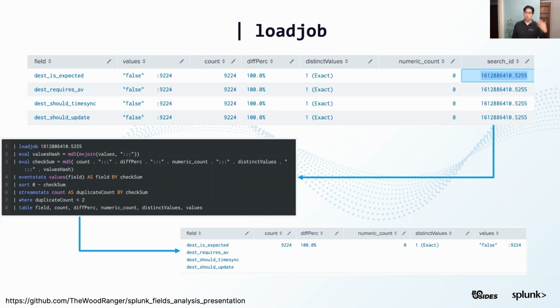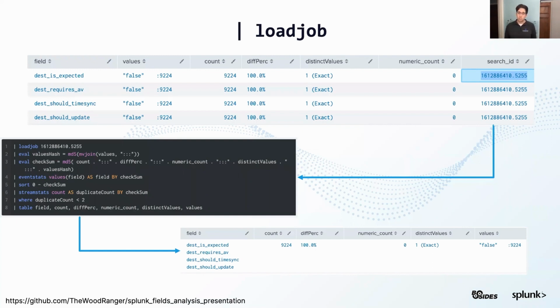So in our results, we took 4 rows, and because all 4 of these rows had the exact same values across them, we're able to merge them down into a single one. Now, not only was I able to merge them down, I didn't have to go back to the raw data to do this next part of the query. I could use loadjob. I grab the search ID, I call to it in my search, and then perform the query that I want to run.